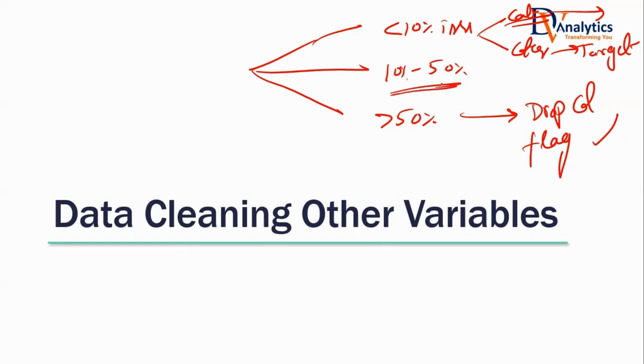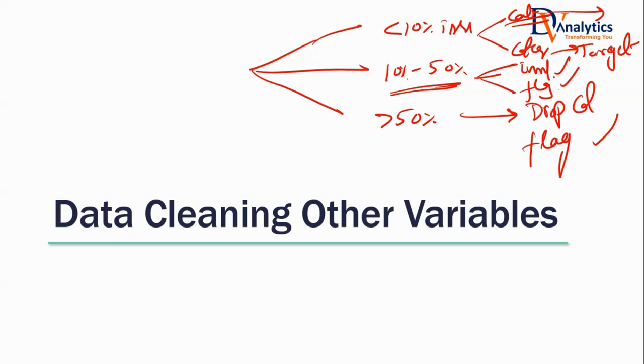If it is between 10 to 50%, not very high, not very low, you have to do both the processes. That means do the flag as well as imputation. Create a flag variable. From one variable you will be creating two new variables. One is a clean version, one is a flag variable version. These are just examples of three variables. Yes or no?